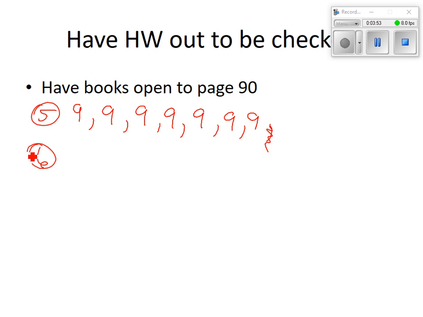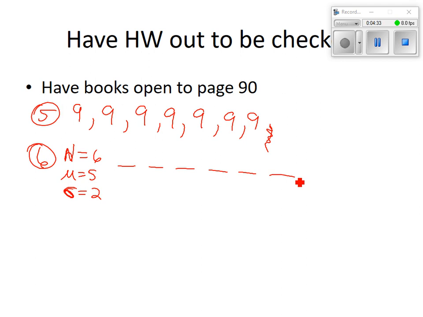Construct a population where n is 6, the mean is 5, and the standard deviation is 2. So, sorry, this is a population. So n equals 6, mean is 5, and the standard deviation, it's sigma, is 2. Well, we got how many numbers? 6. We want the mean to be what? 5. And we want the standard deviation to be 2.